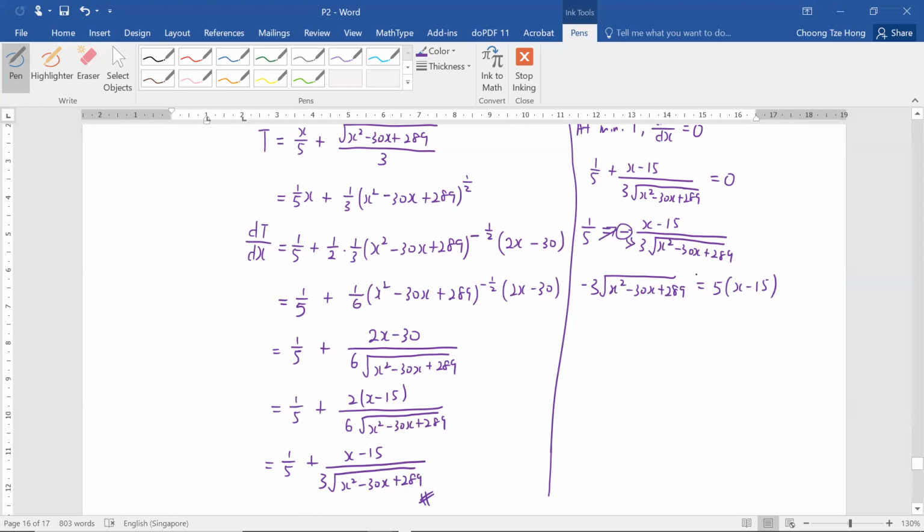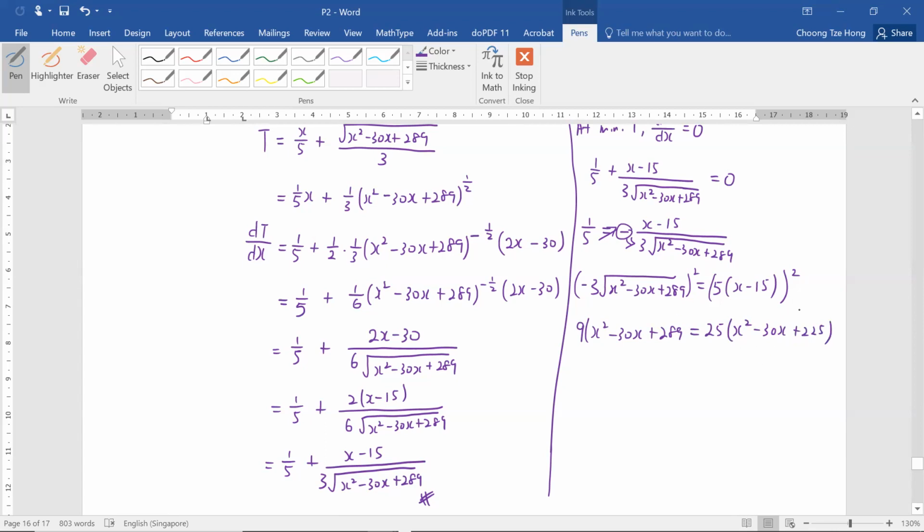Then to solve this, we will just square both sides. So we will just square everything like that. If you square negative 3, you get 9, and when you square the square root term, it is gone. Then you square this: you square 5, you get 25. Then you have x minus 15 squared. If you expand it out, you get x squared minus 30x plus 225, right?